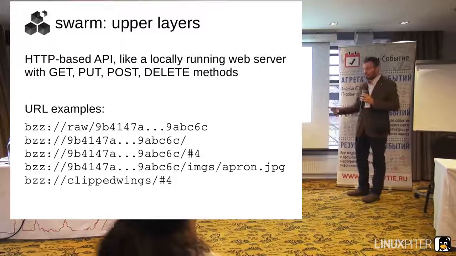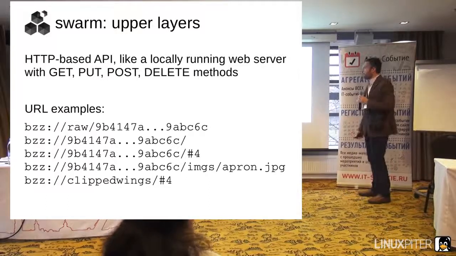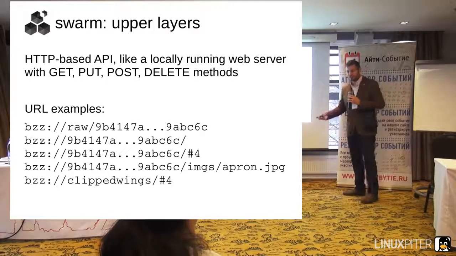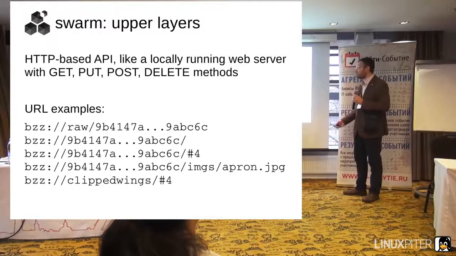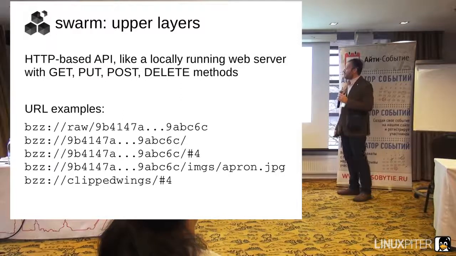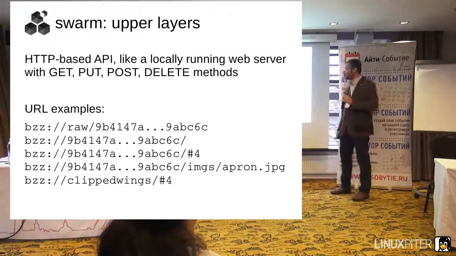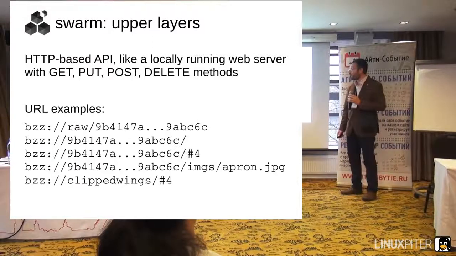applications, which are the upper layers above the chunk storage. So the HTTP-based API is like a locally running web server. So it's HTTP where you're basically talking HTTP with your localhost or some HTTP gateway to Swarm. And we implement these request methods the usual way. And here's how you are going to see the URLs.